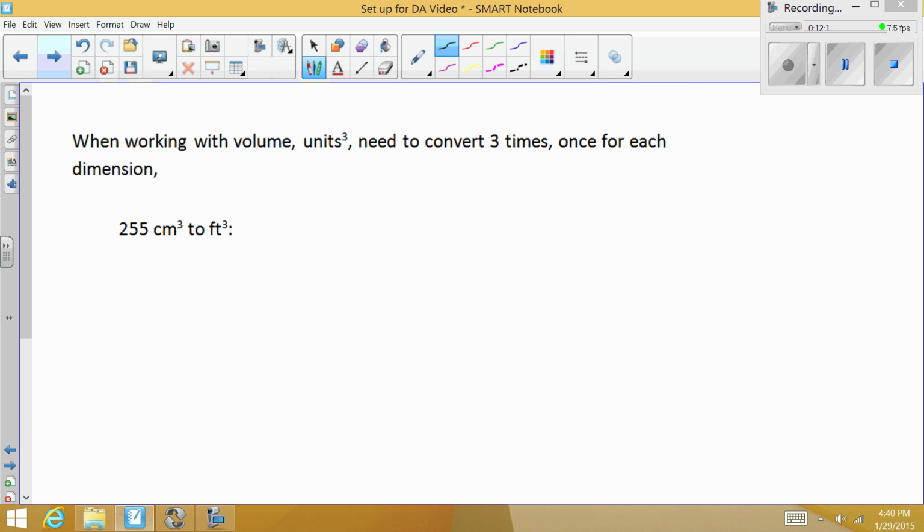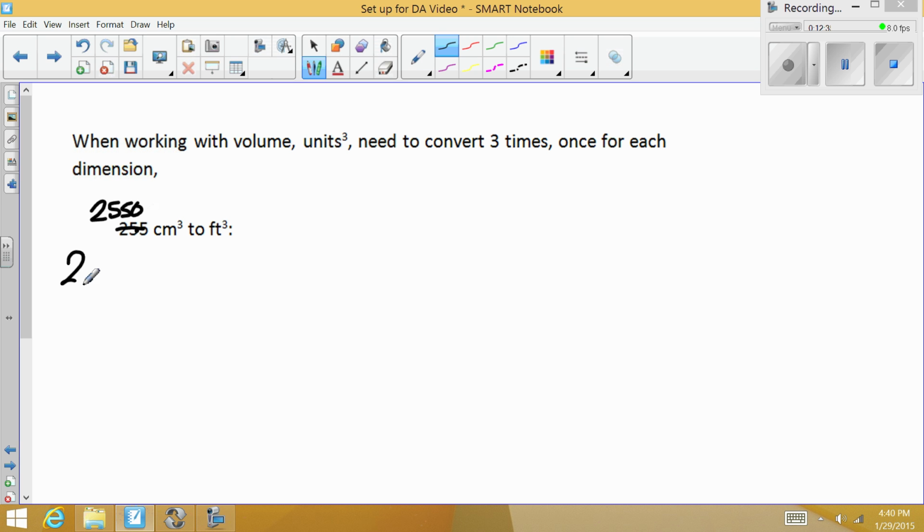Okay, now if we're working with volumes, volume's a 3-dimensional measurement, so we'll need to do the conversion 3 times. And I'll show you a little bit of a shortcut on this one to set this up. And actually, I want to change this problem just slightly. It's a bigger number. Let's make this 2,550 centimeters cubed to feet cubed.